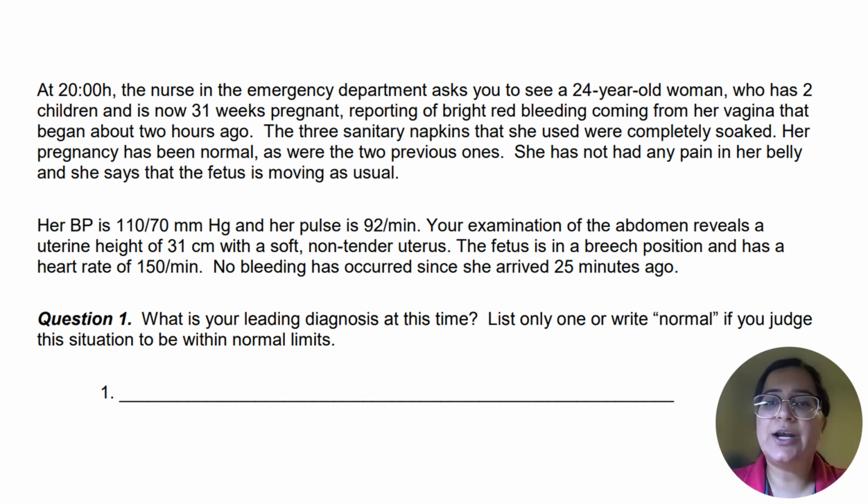So there's a second question which says that at 20 hours, nurse in the emergency department asks you to see a 24-year-old woman who has two children and is now 31 weeks pregnant. She reports of bright red bleeding from her vagina, which began 2 hours ago. She used 3 sanitary napkins which have been soaked, and she has not had any belly pain, and she says fetus is moving normally.